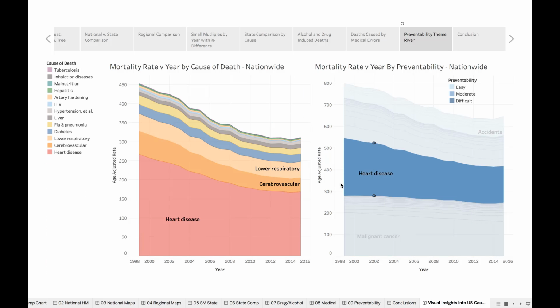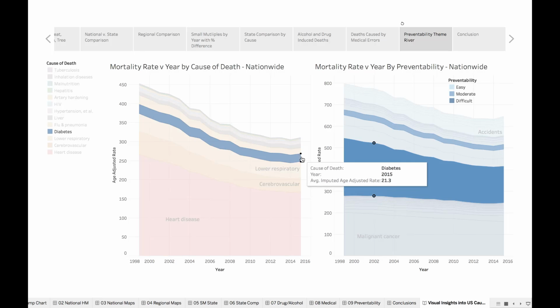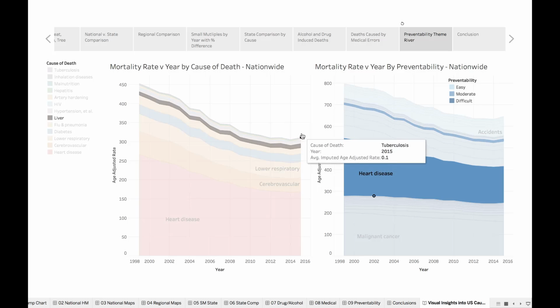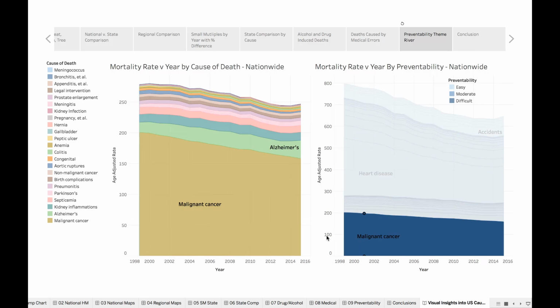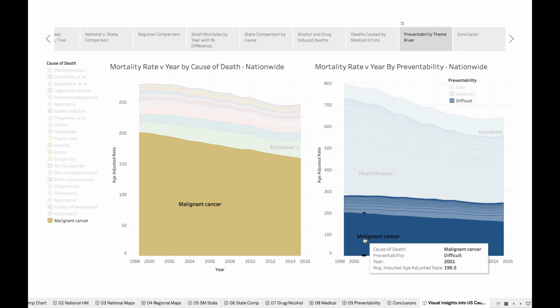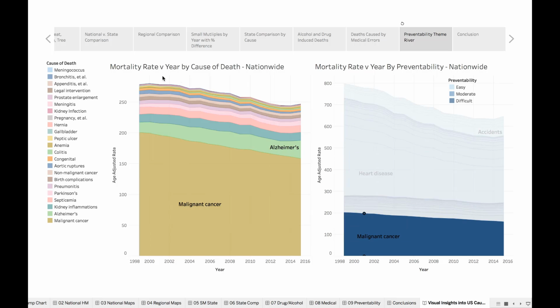The second most preventable category pertains to causes of death related to lifestyle. This category includes heart disease, stroke, pulmonary disease, and diabetes. It's seen the most significant decrease of all three categories. The final category includes those causes that are more difficult to prevent, such as cancer, Alzheimer's, and kidney inflammations. This category has remained relatively flat in terms of mortality rate.